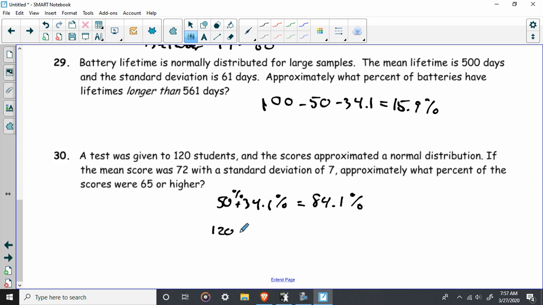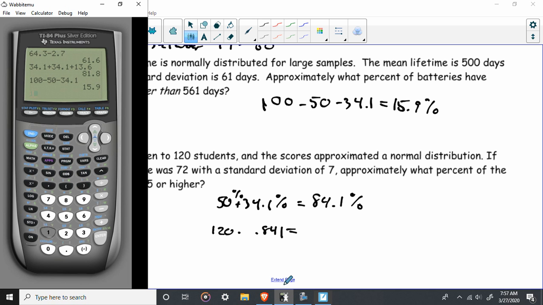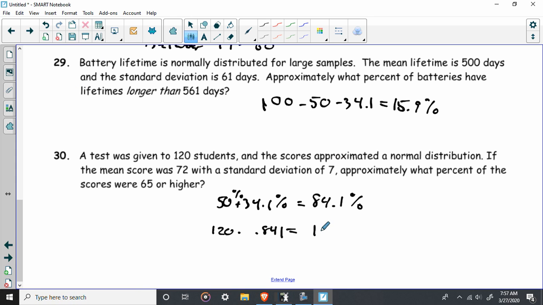So that's 120 times 0.841. 120 times 0.841. About 101. So 101 students.